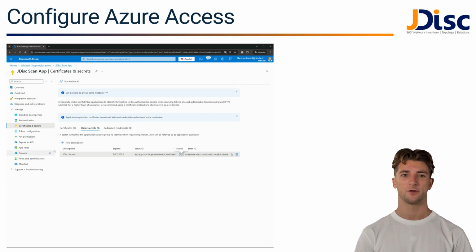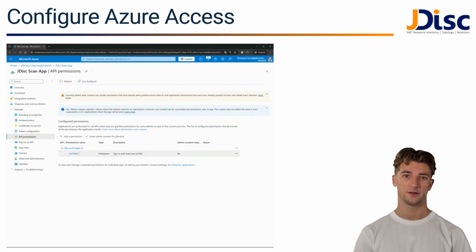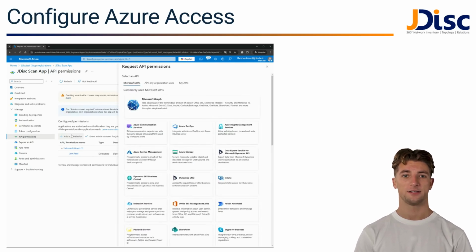Finally, we need to add the required permissions. All permissions are related to the Microsoft Graph API. Open the API permissions and you find the user read permission by default. However, you need several other permissions. The first one is the permission to read user profile information for the registered user.